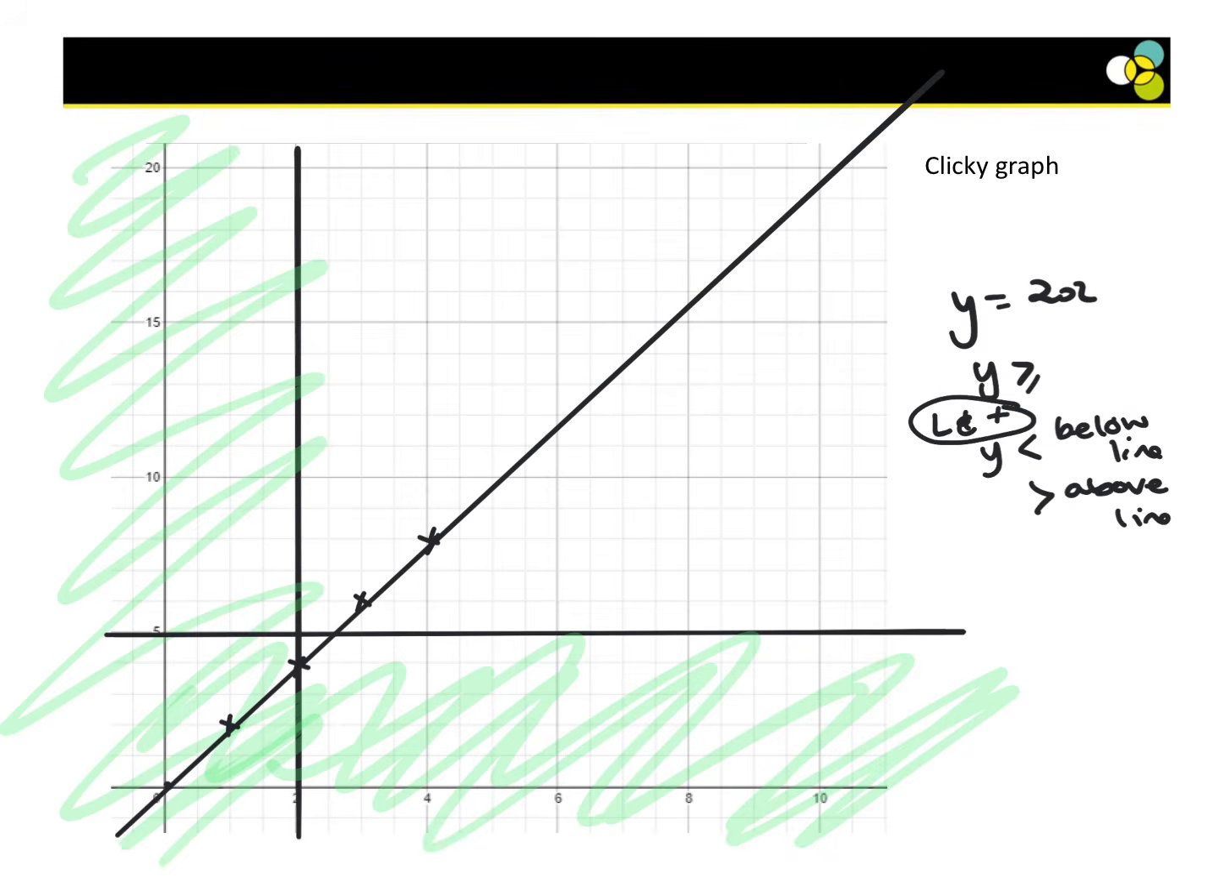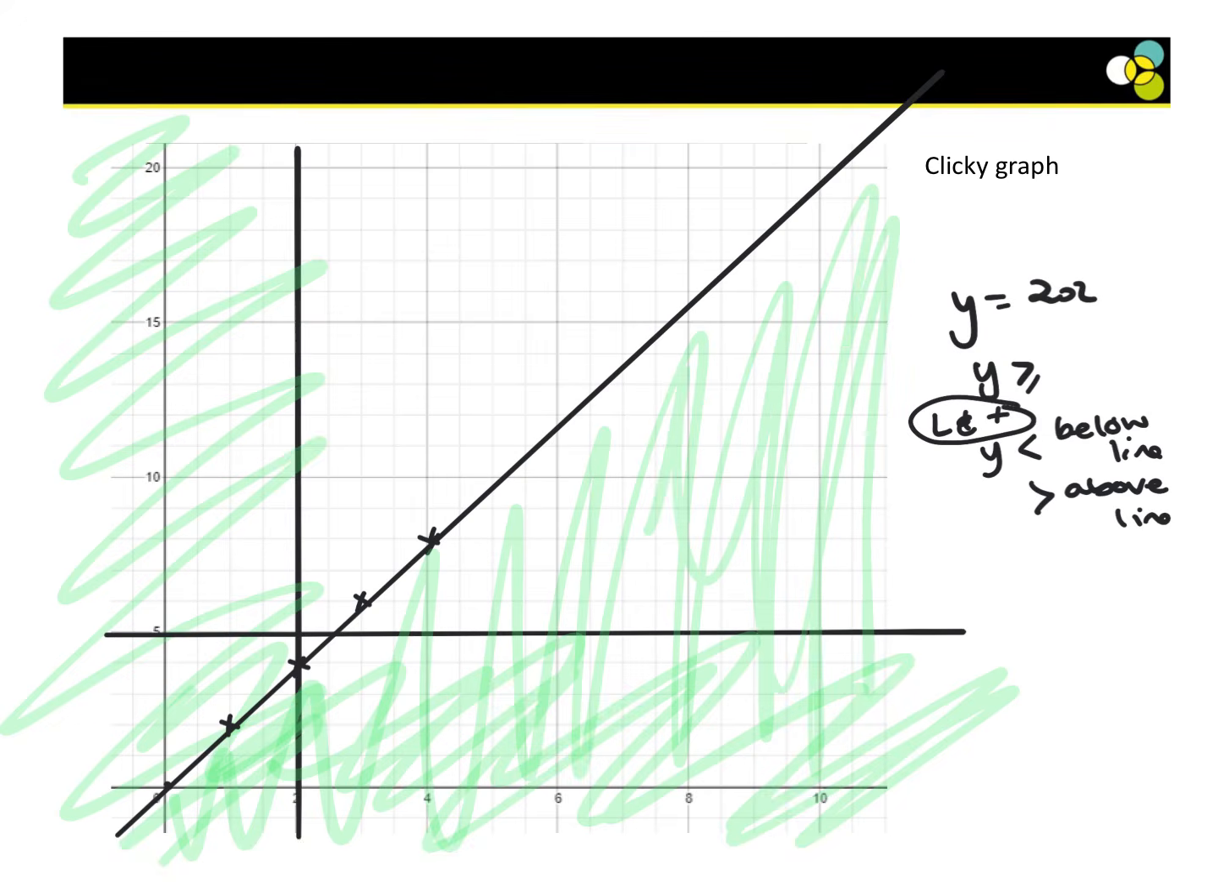Did you say this was greater than or equal to? Okay, so I want above the line. Where do I shade? Below the line. Perfect. Next inequality. y is less than or equal to 3x.